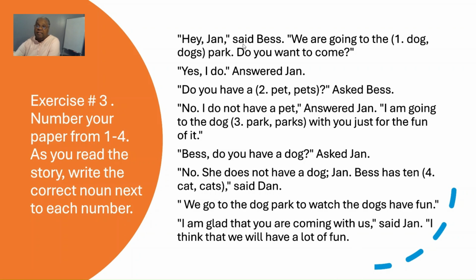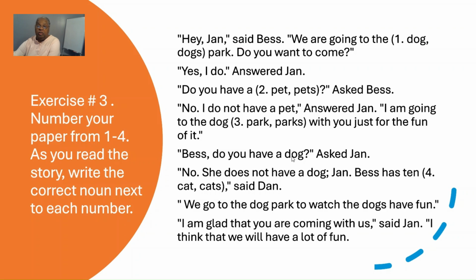Hey, Jan, said Bess. We are going to the dogs park. Do you want to come? Yes, I do, answered Jan. Do you have a pets? asked Bess. No, I do not have a pet, answered Jan. I am going to the dog parks with you just for the fun of it.